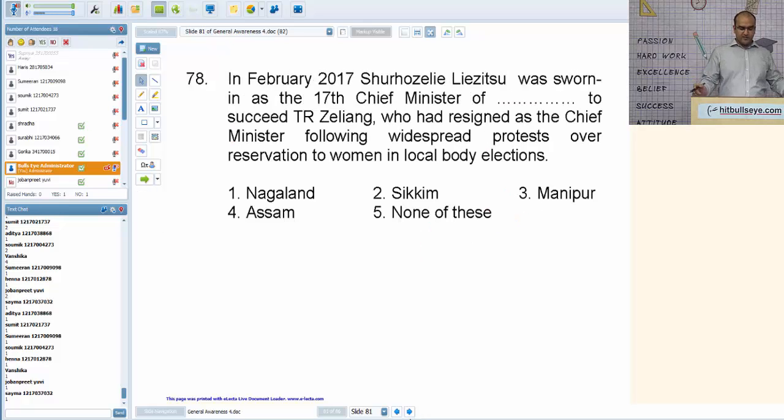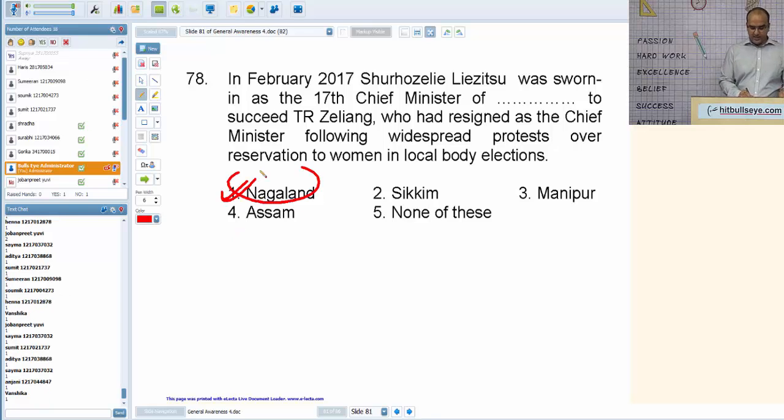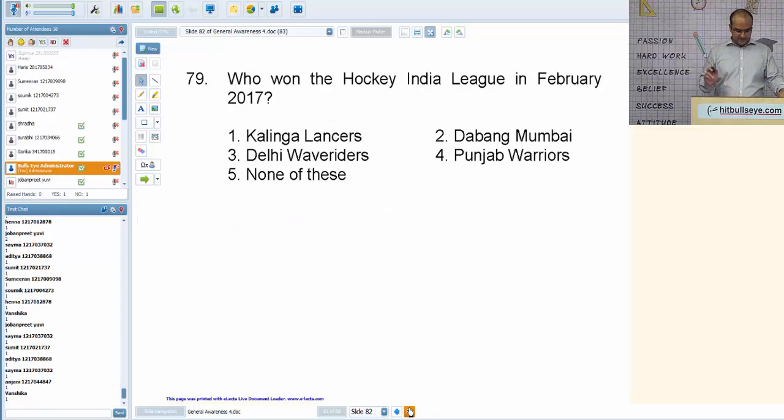Next, in February 2017, Shurhozeli Lizitsu was sworn in as the 17th Chief Minister of which state of India? He would succeed T.R. Zeliang, who had resigned as Chief Minister following widespread protests over reservation to women in local body elections. Again, most of you have this answer correct as well. Good to see that. The correct answer is Nagaland.